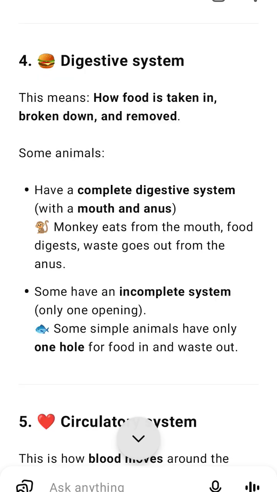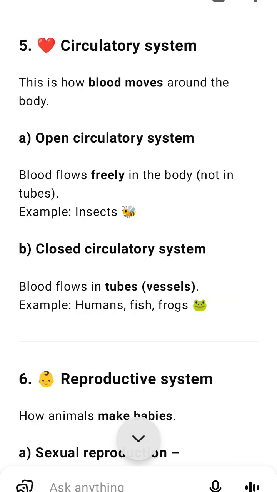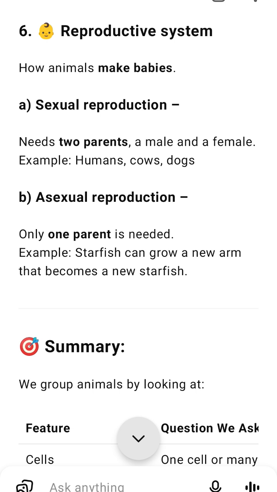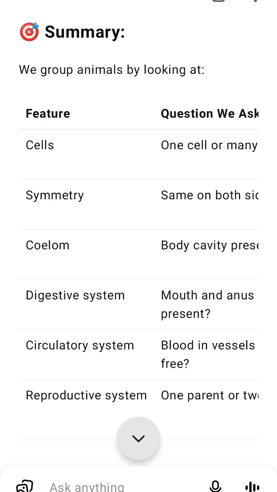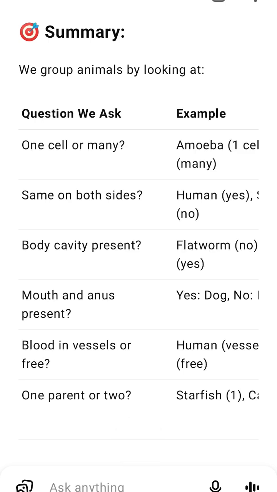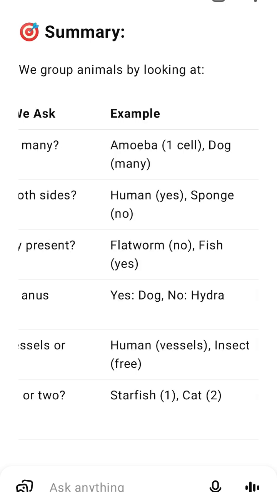2. Body symmetry, how the body is shaped. Symmetry means if you cut the body, will both sides look the same? Bilateral symmetry: 2 equal sides like a mirror. Example, human. Radial symmetry: equal parts in a circle. Example, starfish, jellyfish. Asymmetrical: no symmetry, both sides are different. Example, sponge.